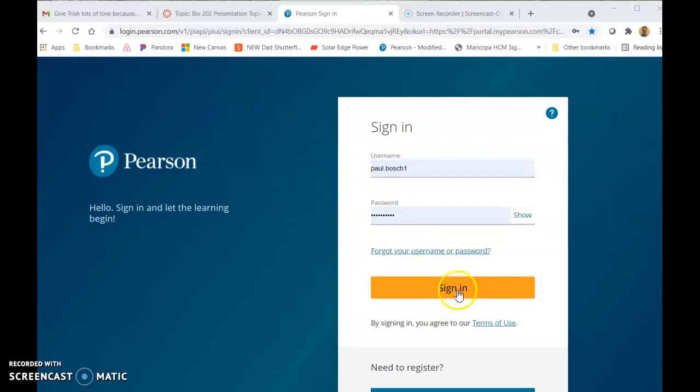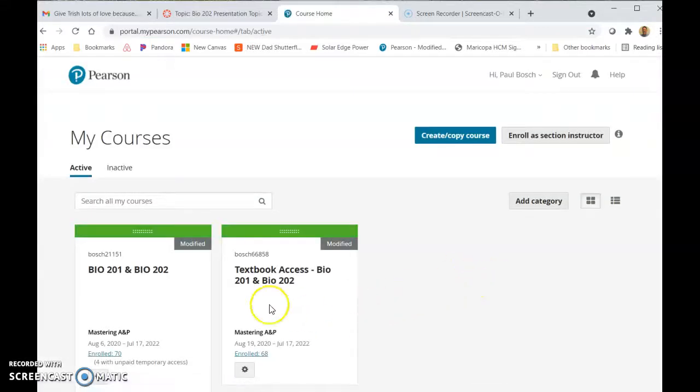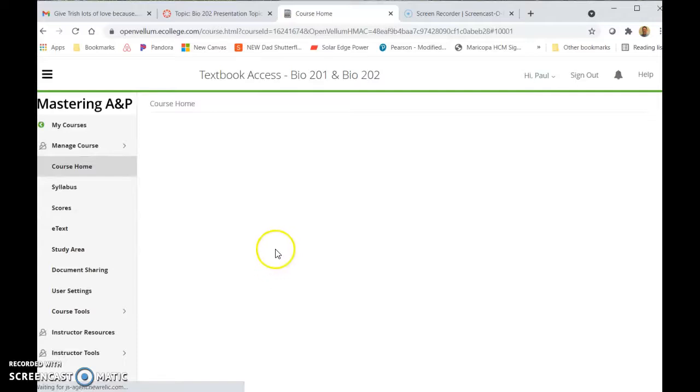So here's my modified mastering site. You do need an access code. And you get on. So these are the two. I wish there was only one, but it just depends how you bought the access card, whether you're on the textbook or the lab manual. If you're not sure, try them both and one will work. So I'll just click on this one and up comes modified mastering.